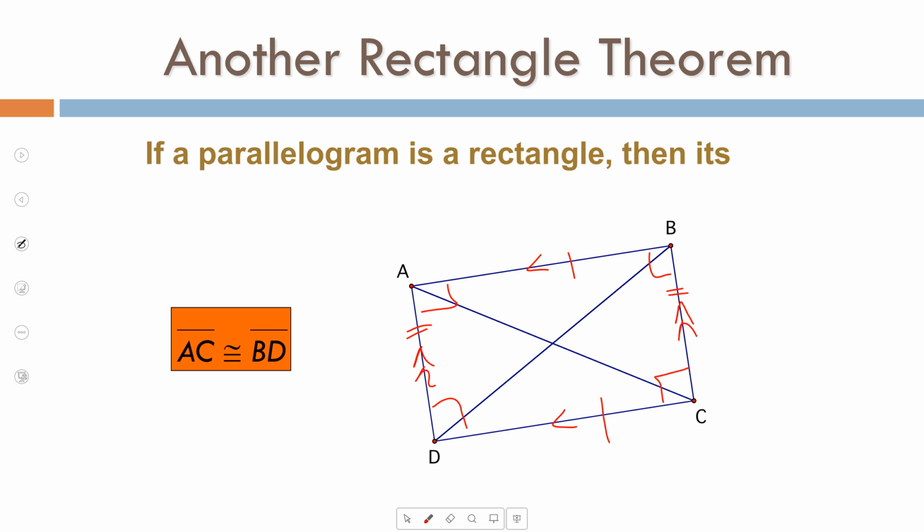By the way, just for giggles, how many triangles are in that? There you go. Thank you, Nate. How many triangles are in that picture? How many? 8 is correct. How many of those triangles are right triangles?